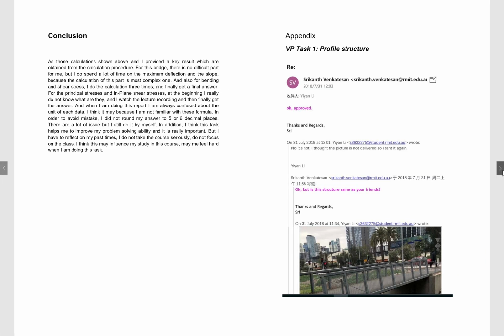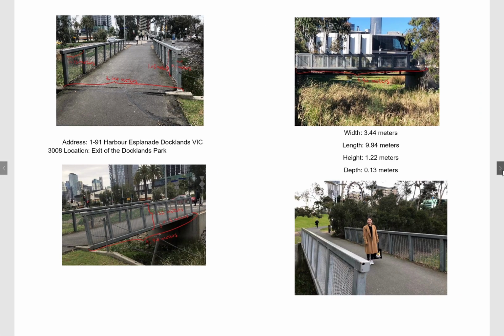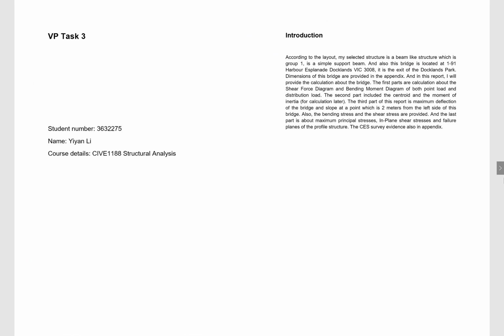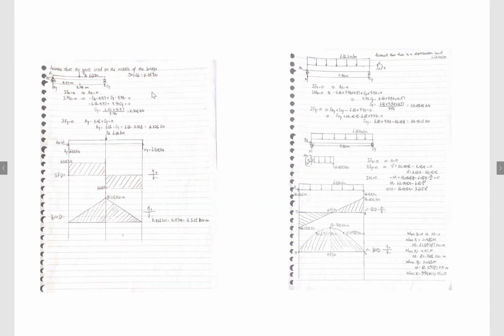First of all, I'd like to introduce the structure I chose, which is a pedestrian bridge located in Harbour East Plan, Docklands. The dimensions are labeled here, and this is the specific dimension. For the first part, we are asked to analyze the reaction force and to draw the shear force diagram and the bending moment diagram.